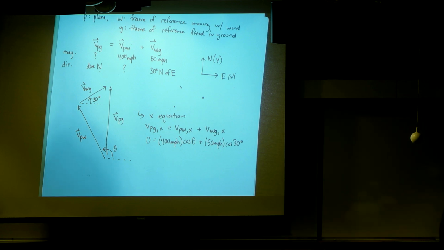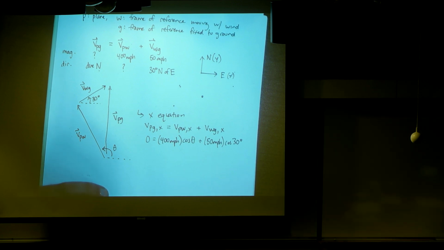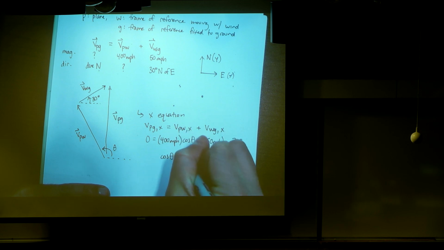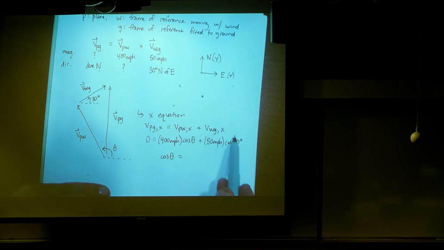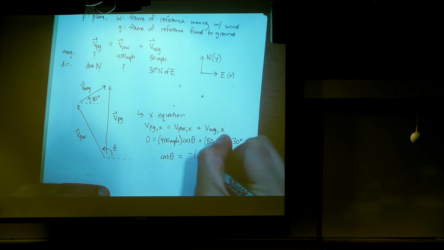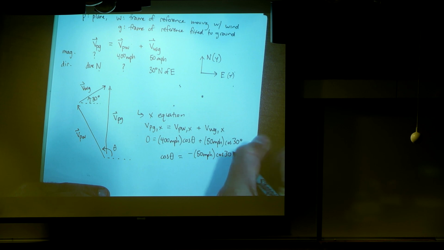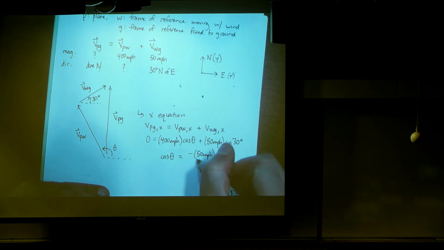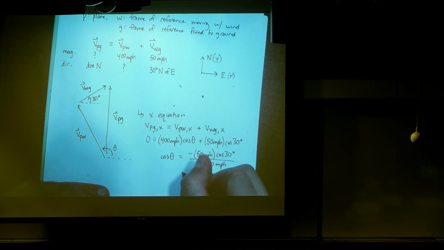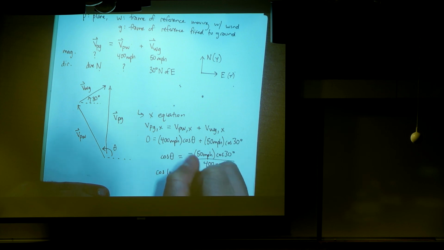So let's just do the calculation real quick. We have cosine theta. If we solve for that, if we isolate that, I have to subtract this piece. So I have minus 50 miles per hour cosine 30. And then I have to divide this bit. So I have all that over 400 miles per hour, okay? And that, if you crunch the numbers, is like minus 0.1083.